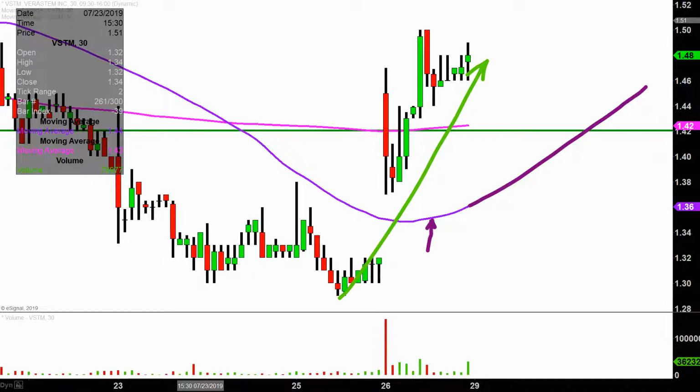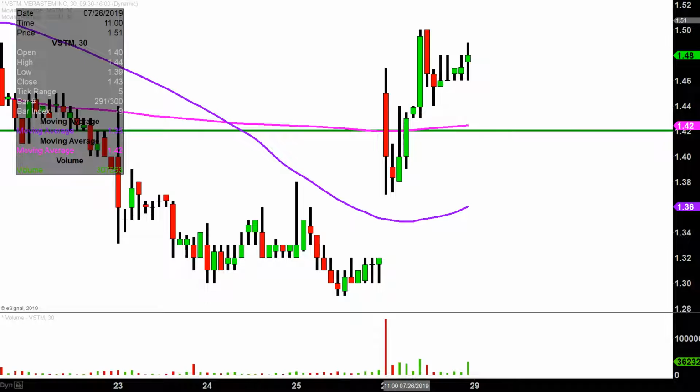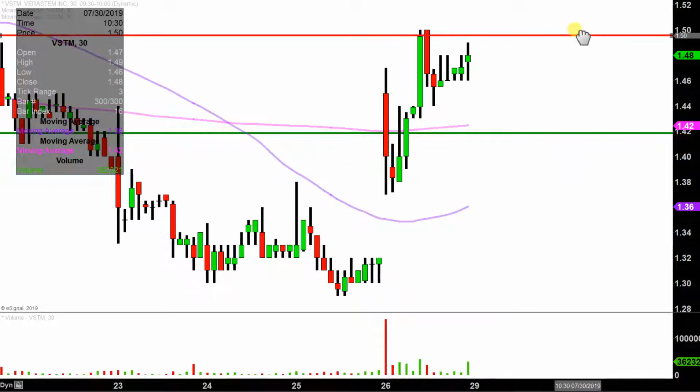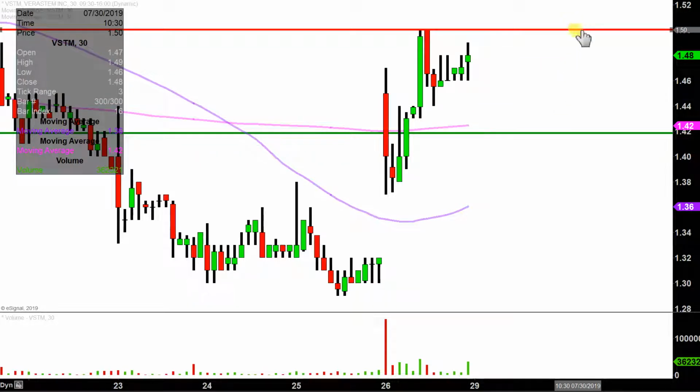Again, staying above $1.42 would be great, but from the grand scheme of it all, as long as the price is above that purple line, the bulls 100% own the chart. What about levels of resistance? Nothing fancy or complicated here other than the fact that the party finally stopped today right up there at $1.50.